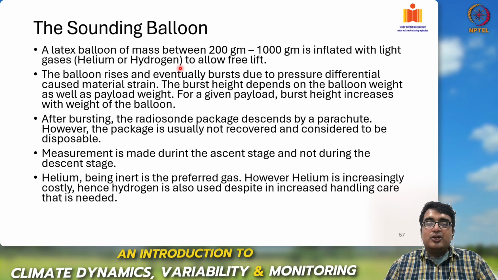After bursting, the radiosonde package descends by a parachute. This is primarily a safety precaution as we don't want any person or property to get hurt by fast moving instruments falling down from the sky. Because these packages are usually not recovered and considered to be disposable. The measurement is made during the ascent stage and not during the descent stage. So, when the radiosonde package is moving up through the balloon, only then the measurements are made.